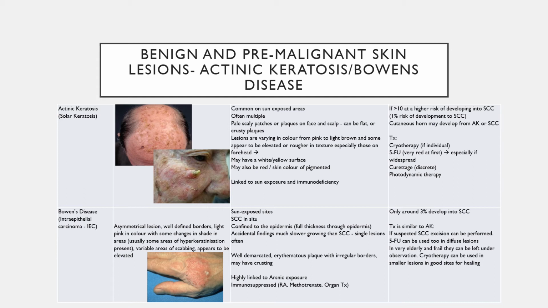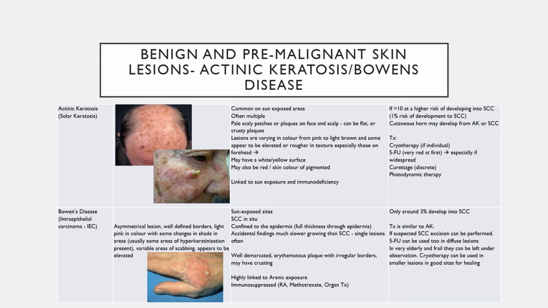They can often become crusty around the outside. They can vary anywhere from pink to brown. You can sometimes have a whitish-yellowish surface. Usually it's linked to sun exposure, hence the sun-exposed areas on the head, on the cheeks, on the chest and back and shoulders and all that sort of thing. If you've got more than 10 of these, there is a slightly higher risk of this developing into SCC. It's still only about a 1% risk.